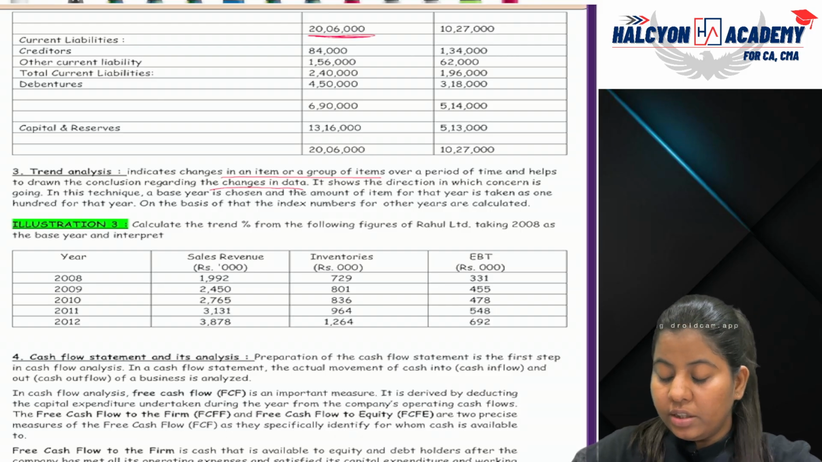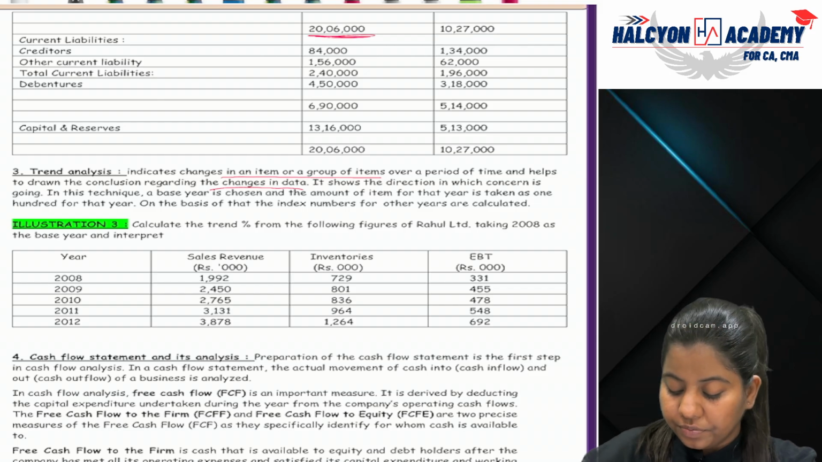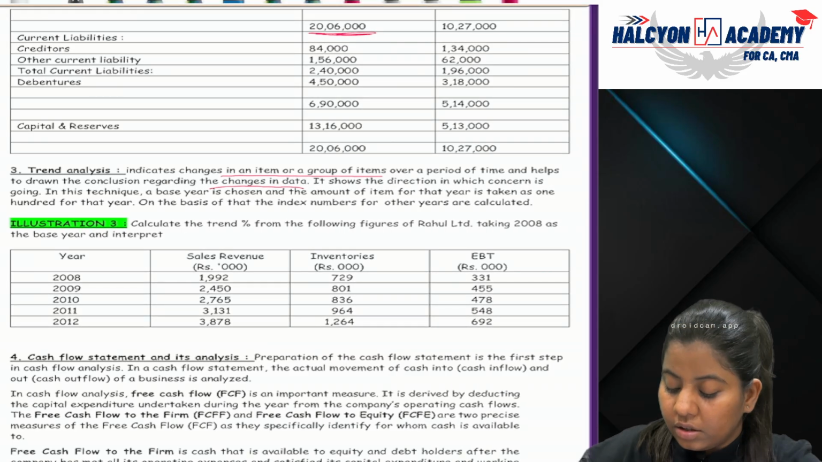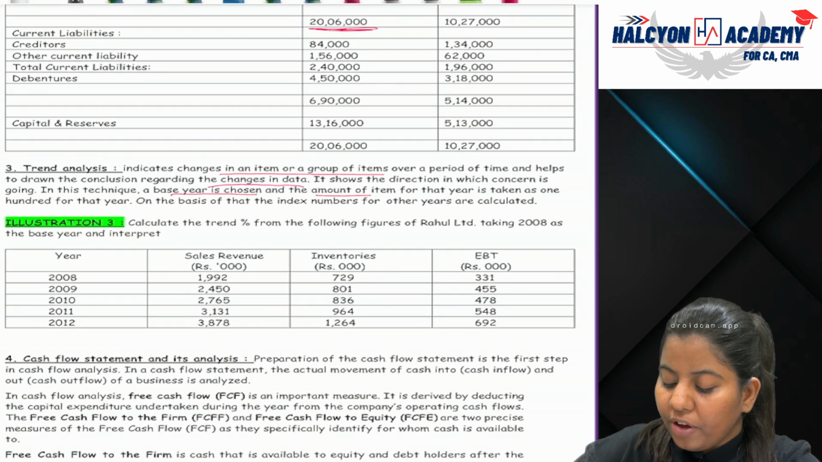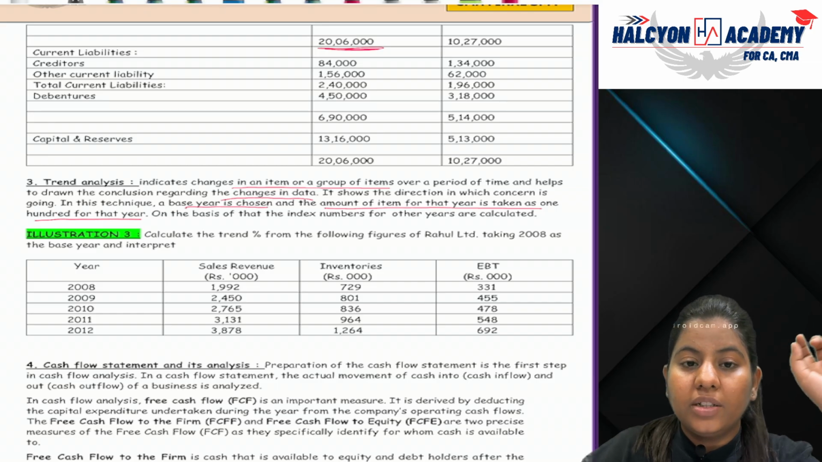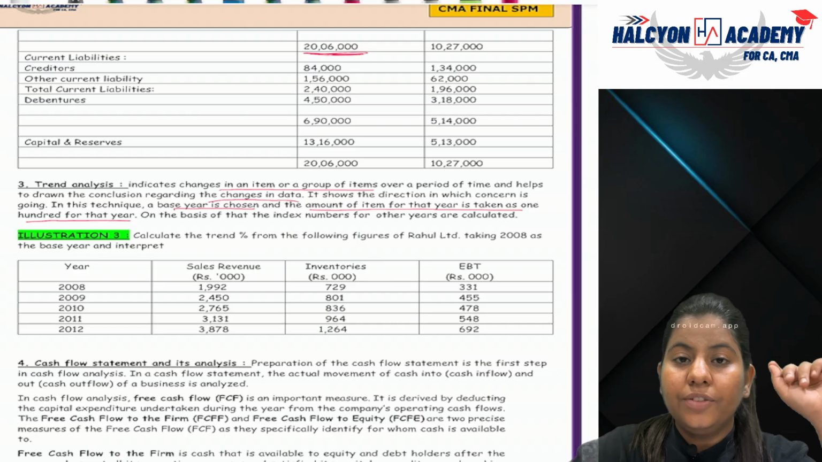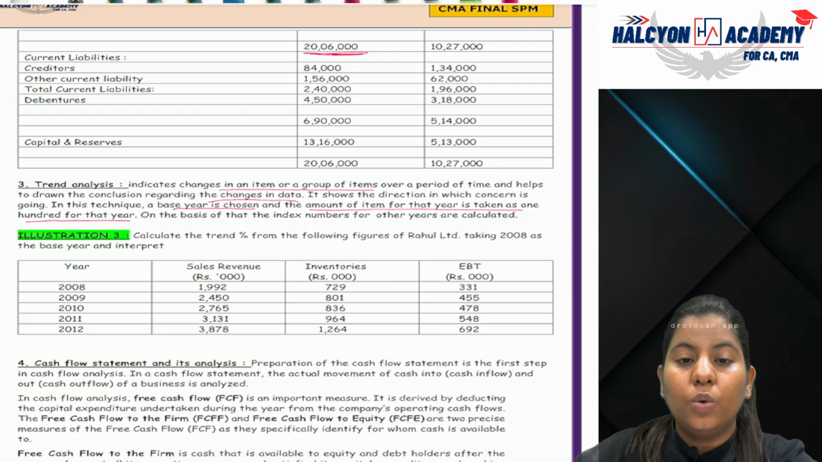It shows the direction in which the concern is going. Is it moving upward or downward? A base year is chosen and the amount of the item for that year is taken. We chose 2020 as base in the example, and the amount of item for that year is taken as 100. So the trend percentage will always be 100% for the base year. On the basis of that, index numbers for other years are calculated.